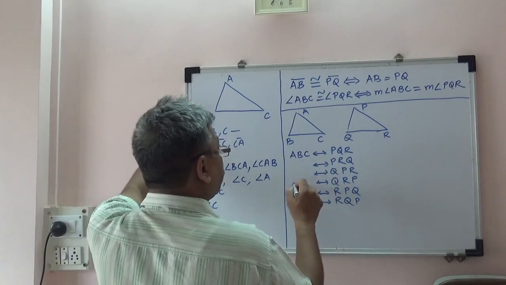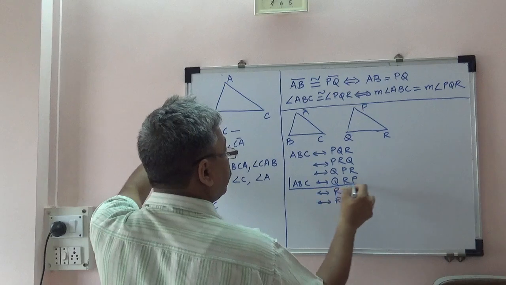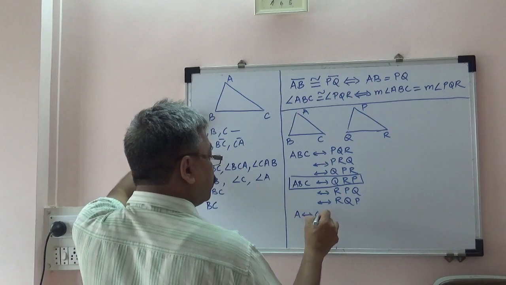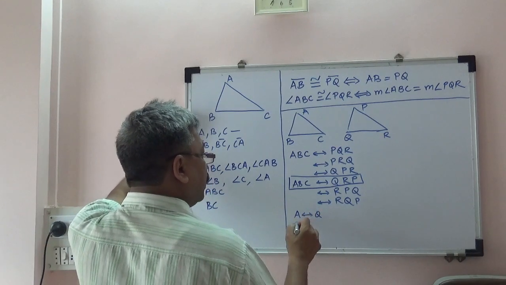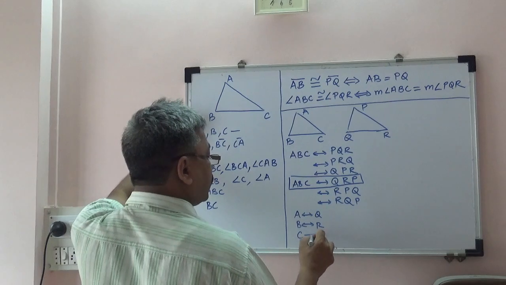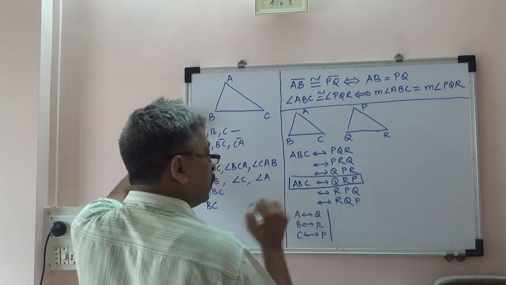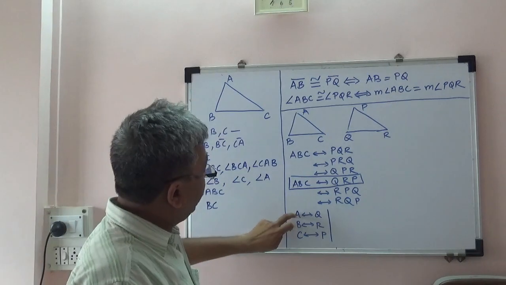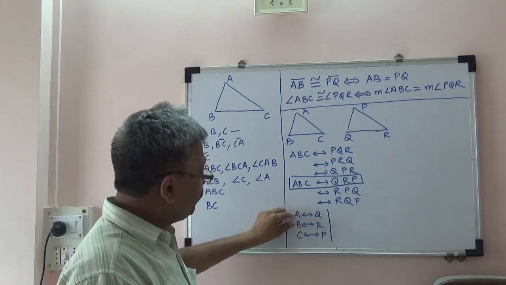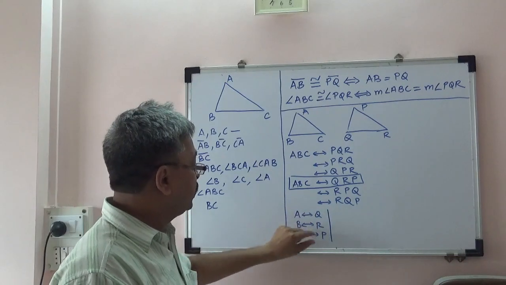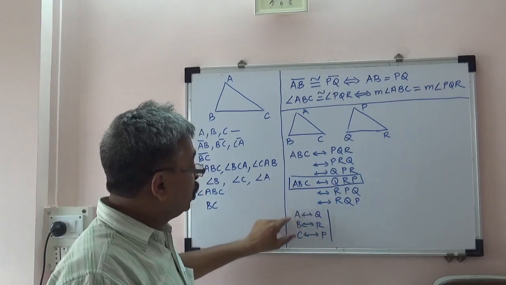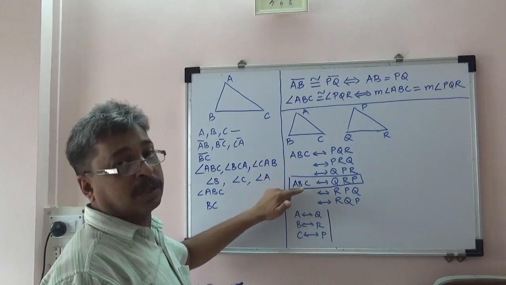Let us check, say for example, triangle ABC is compared with triangle QRP. That means vertex A is compared with vertex Q. Angle A is compared with angle Q. Angle B is compared with angle R. And vertex C is in correspondence with vertex P. In other words, angle A corresponds with angle Q, angle B with angle R, angle C with angle P. Segment AB is in correspondence with segment QR, segment BC with segment RP, and segment AC is in correspondence with segment QP. So this is the meaning of this fourth comparison.